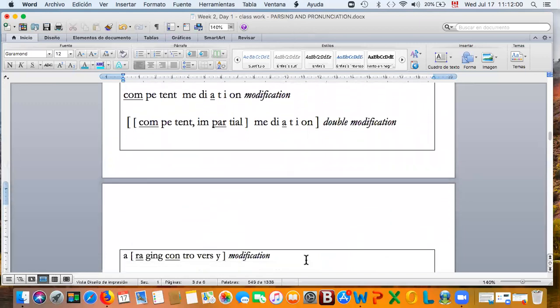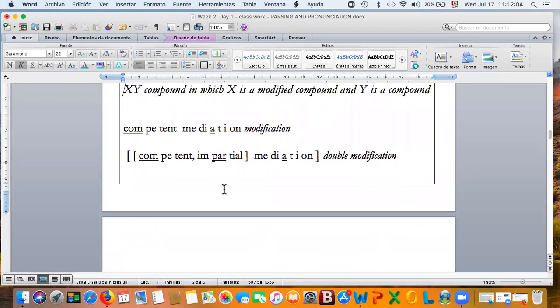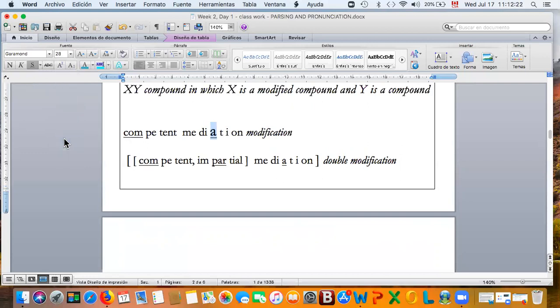Let's look at another one here. Competent mediation. That's an ordinary modification structure. And so we know that mediation must be higher than the modifier competent. So it gives you competent mediation.